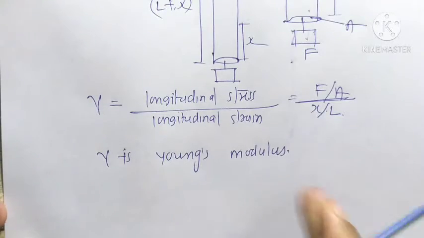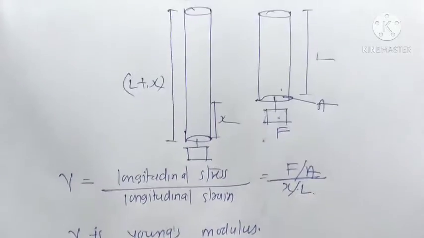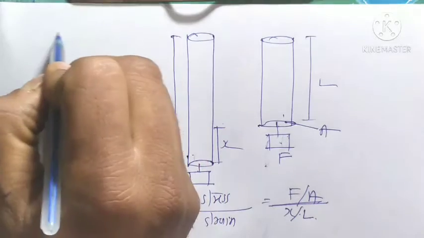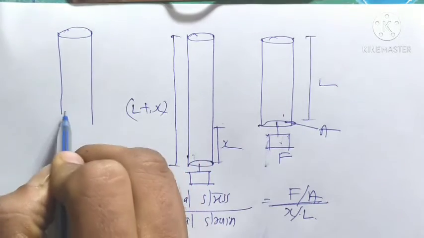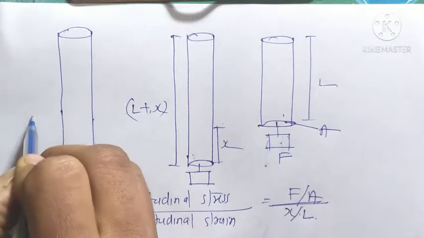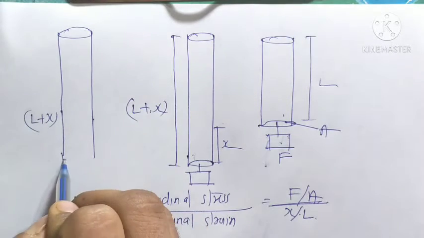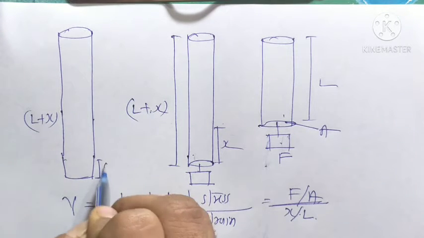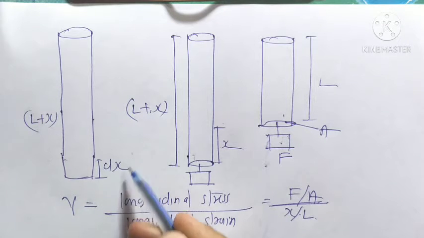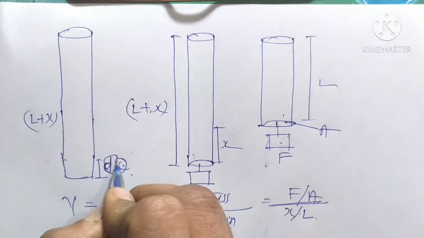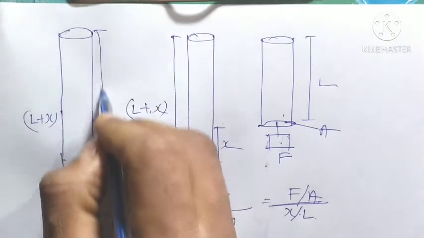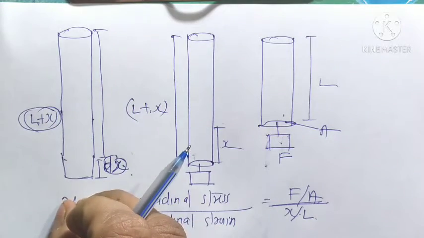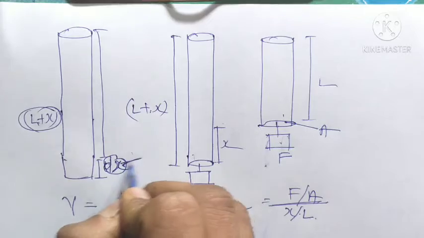Now what happened after that? We see here in this figure. Now we pull this wire a little bit more. The total length is L plus x. When we pull this wire a little bit more, there will be a slight change in its length, that is delta x.